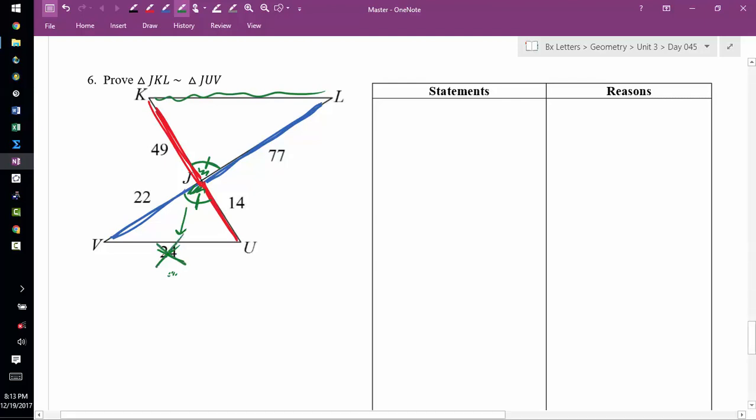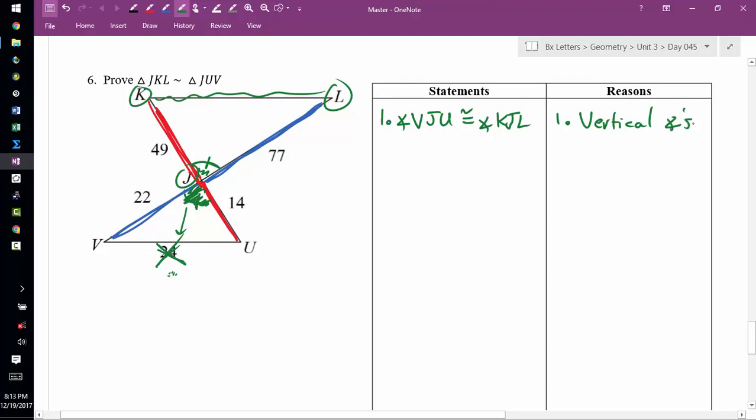I don't need that side because I can already see the angles I'm going to use are angle VJU. That's this angle down here. And that must be congruent to angle KJL. I know that because vertical angles. And it's as simple as that.